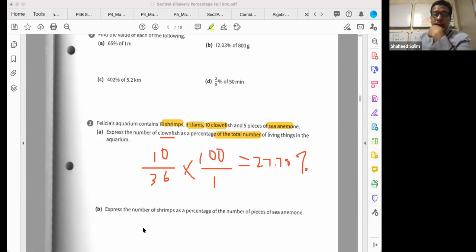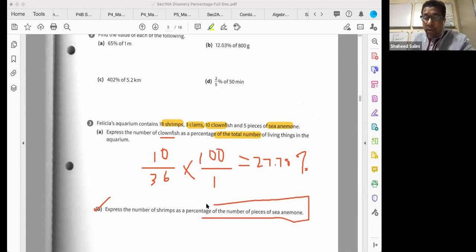Now, you tell me what B is. 100% has changed, no? Remember what I said, as a percentage of. Now, sea anemone has become the new 100%. Those of you who think that 100% is everything, look at the sentence: express the number of shrimps as a percentage of. Once you say percentage of, this is the new 100%, or this is the 100%. It may not be new. So you put in and find the answer.